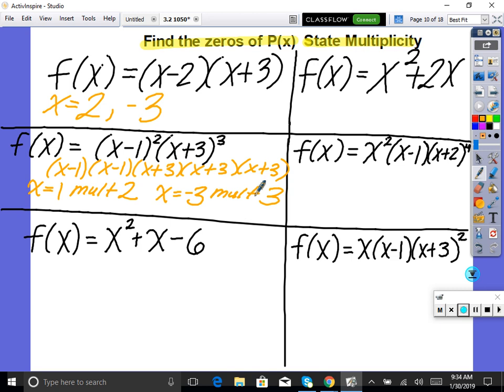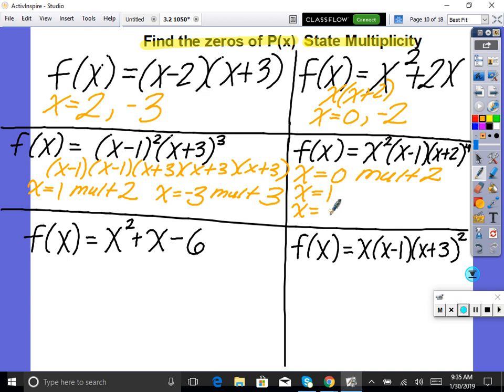Now right here, we'd have to factor this one. We'd pull out an x, then what's left would be x plus 2. So my zeros are x equals 0 and -2. You don't need to write multiplicity of 1. Okay, looking at this one, x equals 0 with multiplicity of 2. Do you agree? X times x. And then we have x equals 1 and x equals -2 with multiplicity of 4. Okay, good. I think we're getting the picture here.